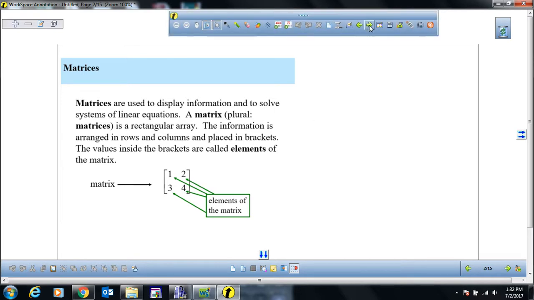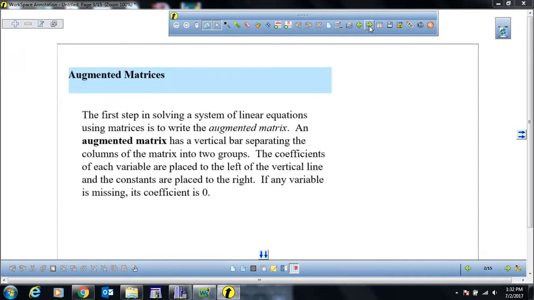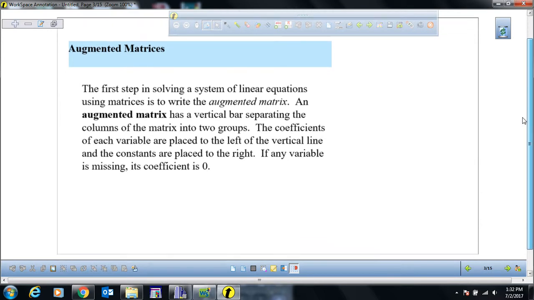Now, this is going to be the main concept of matrices that we're going to use for solving systems: the augmented matrix. What's an augmented matrix? The first step in solving a system of linear equations is to write what is called the augmented matrix. The augmented matrix is the matrix that corresponds to a system of equations.